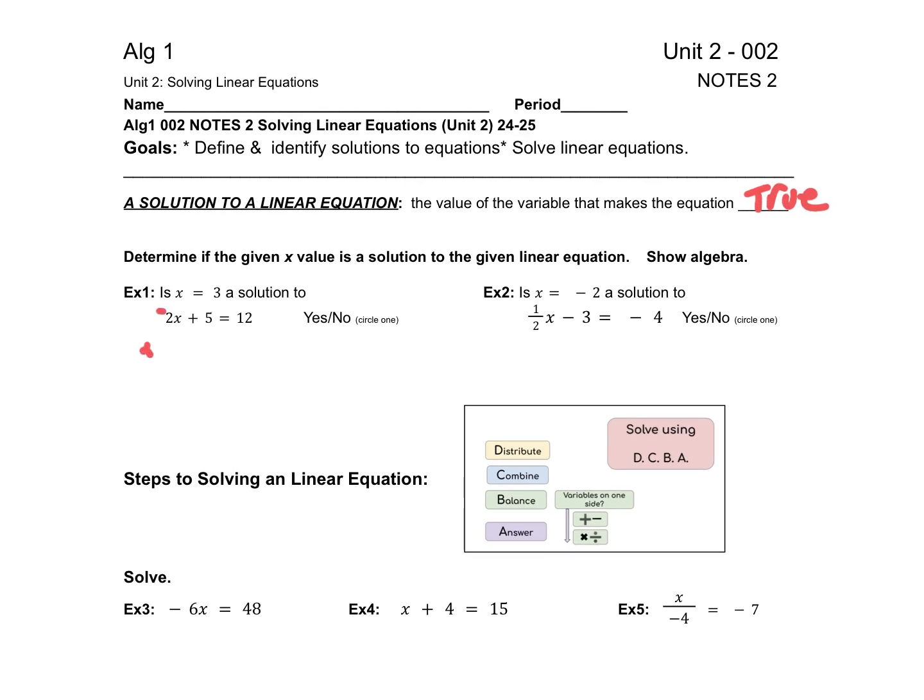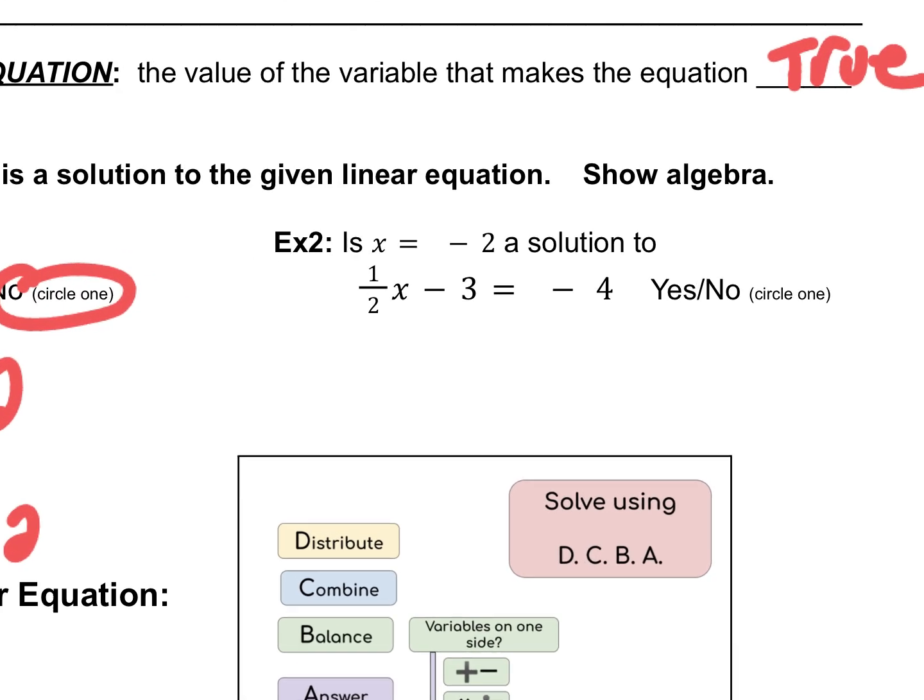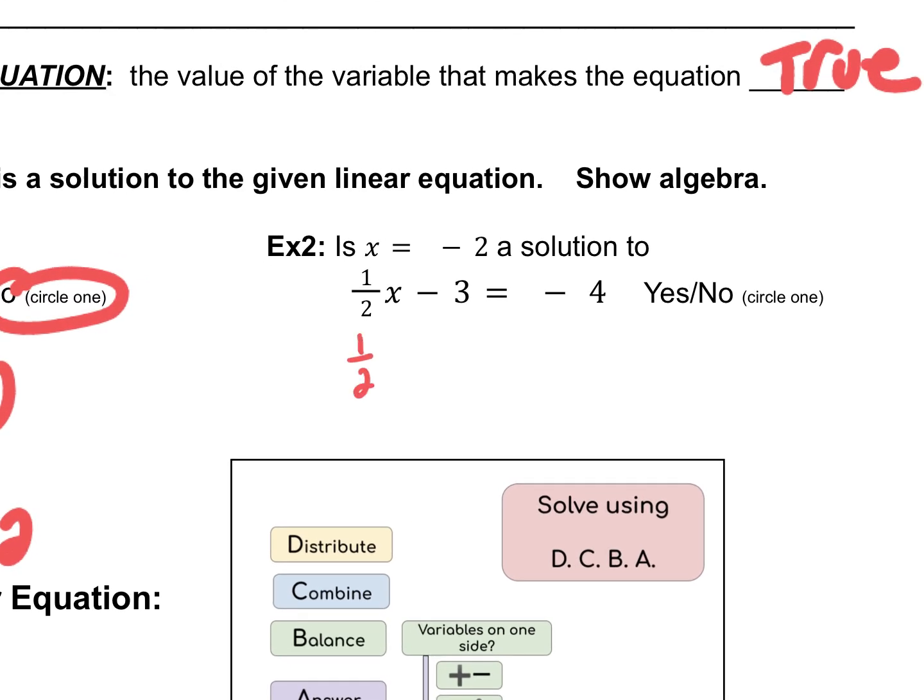Is 3 a solution to this? 6 plus 5, 11 does not equal 12. So no, that is not true. How about in this one? If I plug in a -2, is this true? This will give me -1 minus 3, which is -4, equals -4. So this is true. -4 equals -4, so this is a yes.